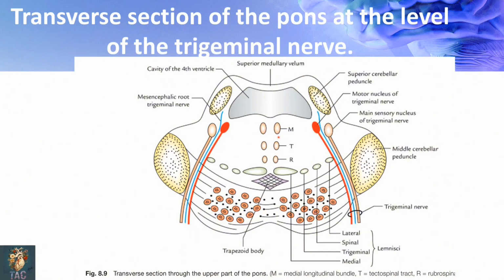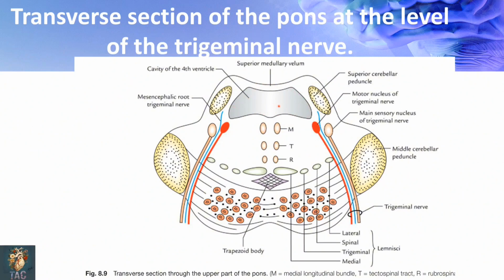Then we move on to the central structure. Here you can see the medial longitudinal fasciculus, then the tectospinal tract and the rubrospinal tract. Another point: this is the area where you can see the superior medullary velum, and this is the cavity of the fourth ventricle.